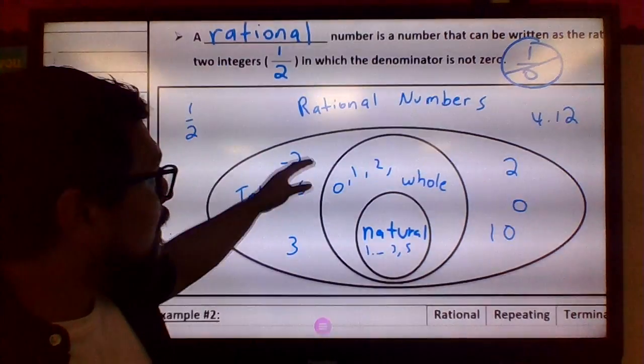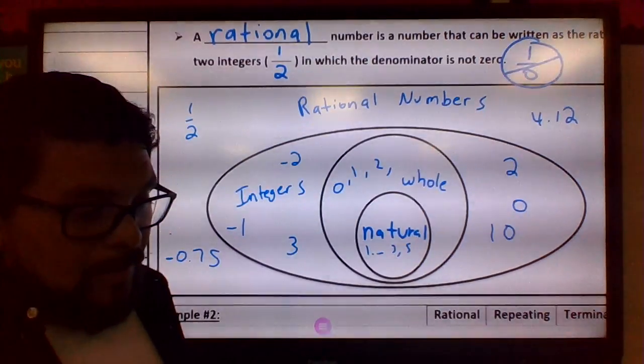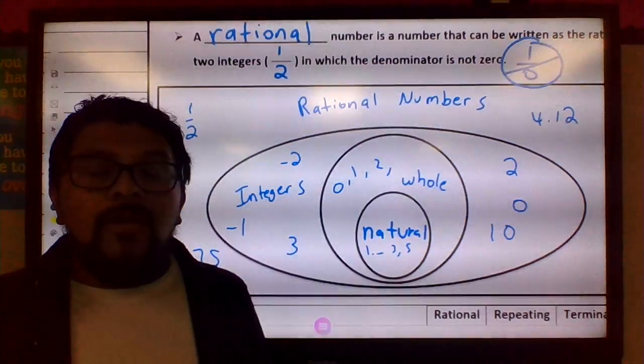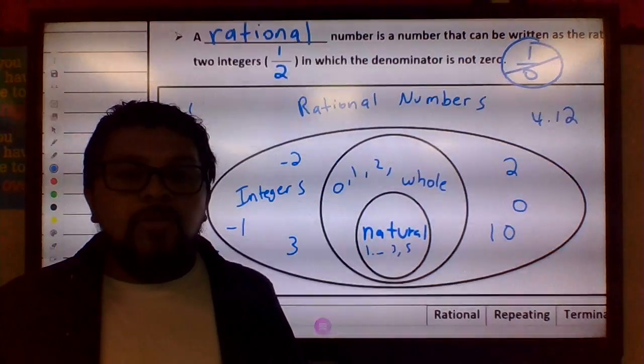Make sure you copy this down on your paper, please. And if you're not understanding something, just go ahead and rewind it and then you'll be able to do it.